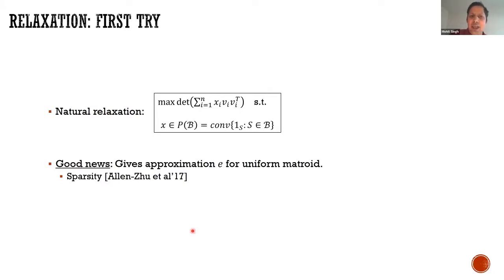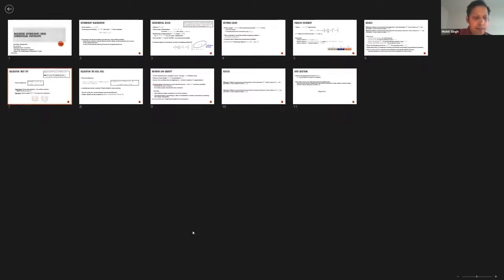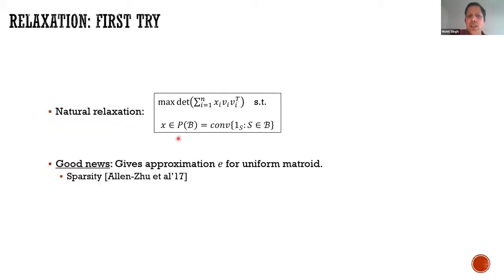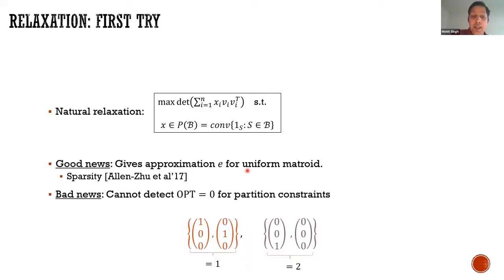So the first natural relaxation you can try to construct is to introduce decision variables for each vector, whether I pick it or not, and then you can write your objective as just maximizing the determinant of summation x_i u_i u_i transpose, where you sum over all vectors, and you insist that the x vector lies in the convex hull of all feasible sets. It turns out the nice thing is it actually gives a good approximation for uniform matroids, and it also has some nice sparsity properties. But unfortunately, it doesn't work for general matroids. Actually, it only works for uniform matroids.